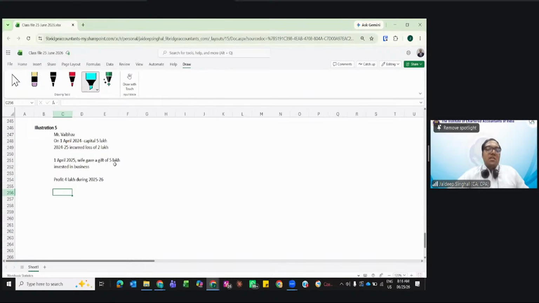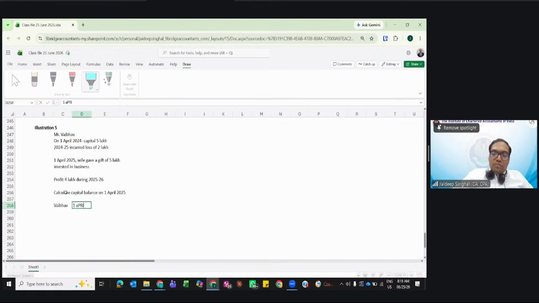See here. If wife has given a loan and husband has invested it into the business, then the business profits will be allocated to the wife. Getting it? Now, on which date was the gift given? Gift was given on 1st of April 2025. Let's calculate the capital balance on 1st of April 2025 for Vaibhav.